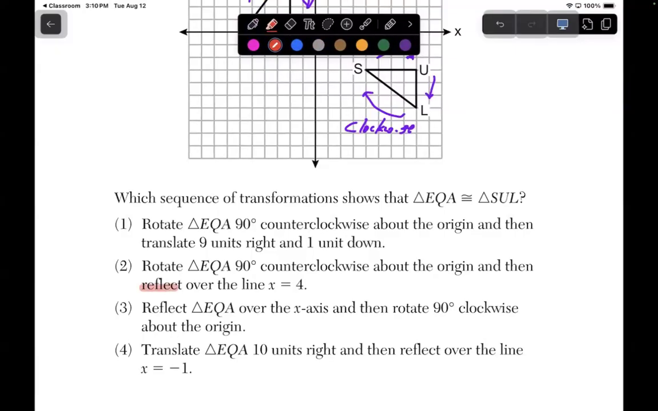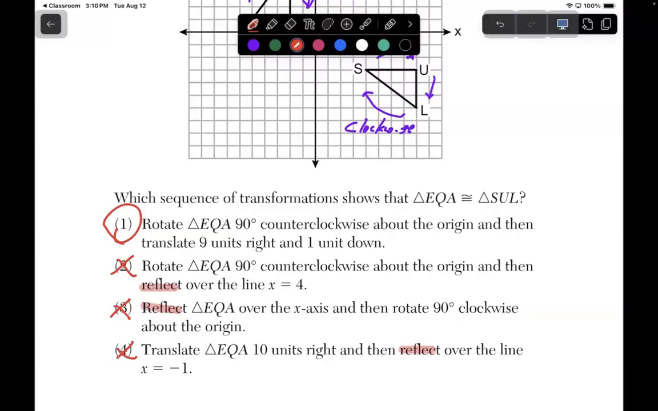There's a reflection. Here's a reflection. Notice that three of these answer choices have just one reflection in them. It can't be any of those. It has to be this one. I don't need to do anything else. I'm done. That's your answer.